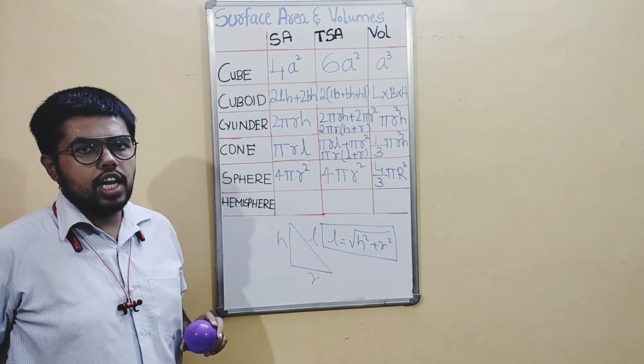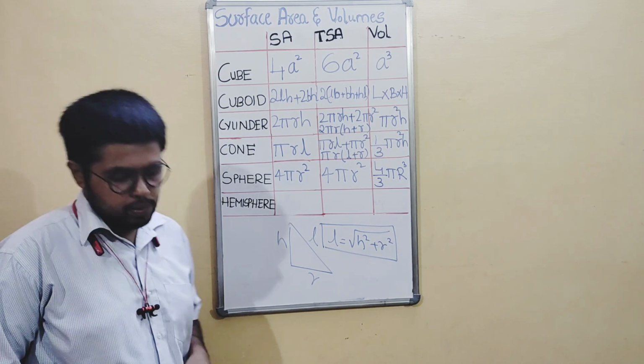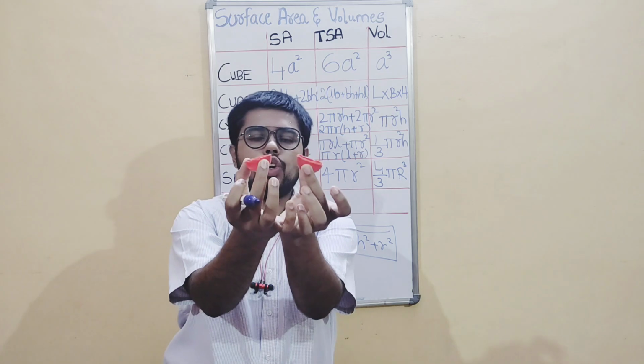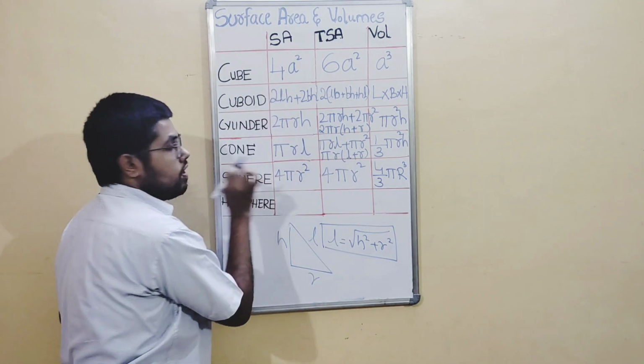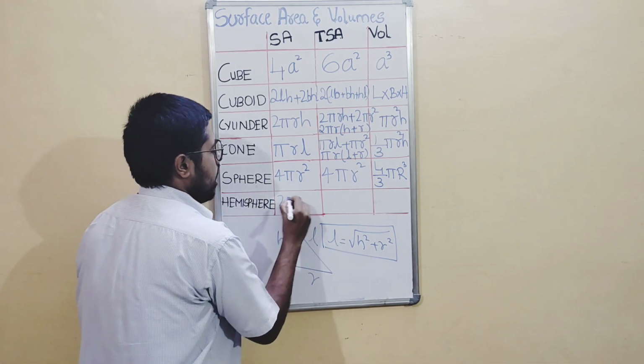3 multiplying 3 dimensions. Therefore, it is pi r cube. So next one is hemisphere. Hemisphere we all know. So this is the sphere. If we cut it into 2 halves, it becomes a hemisphere. So for a hemisphere, the curved surface area is half of it. Half of it means 2 pi r square.